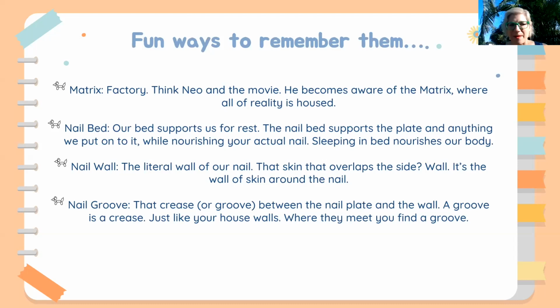And what happens in that movie is he becomes aware of the Matrix, where all of reality is actually housed, right? And so when he enters into the Matrix, now he sees how everything is working, where they keep all the bodies of the people. Maybe this isn't making sense to you, but I think of the movie because that's his reality. That's where everything is happening in real life. That's the Matrix. Well, the Matrix of your nail is the same. That's where everything is happening in real life. Maybe that's a stretch. I mean, whatever helps, right?